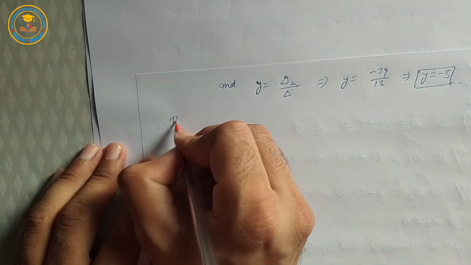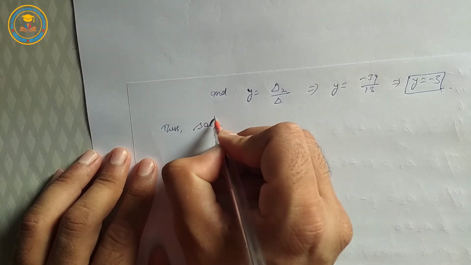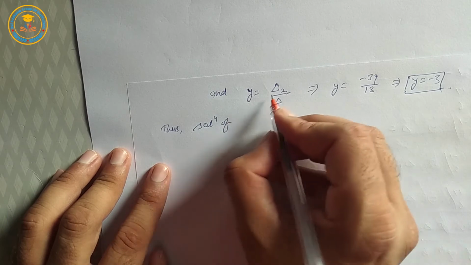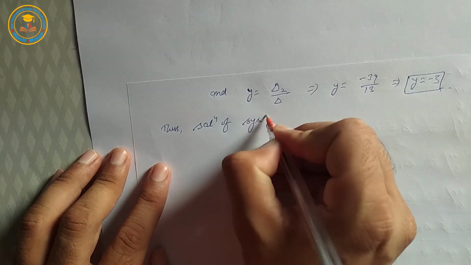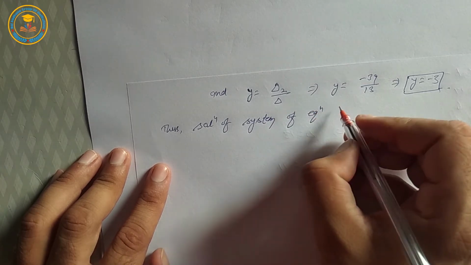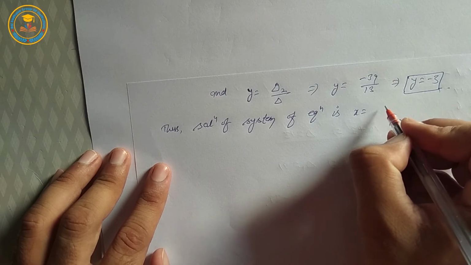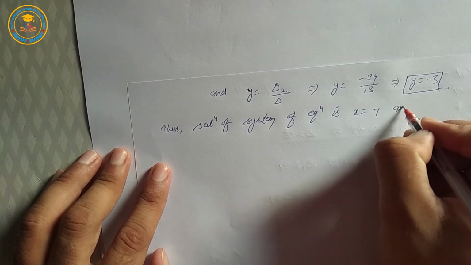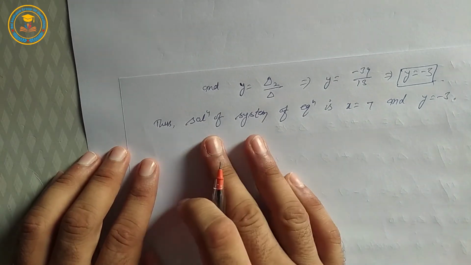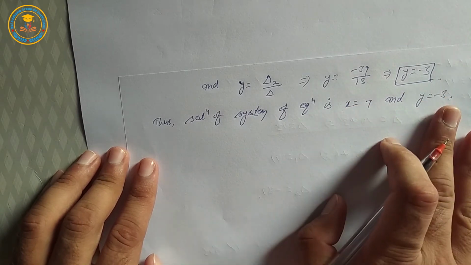Thus, the solution of the system of equations is x is equal to 7 and y is equal to minus 3. Okay. So the solution of the system of equations is x is equal to 7 and y is equal to minus 3.